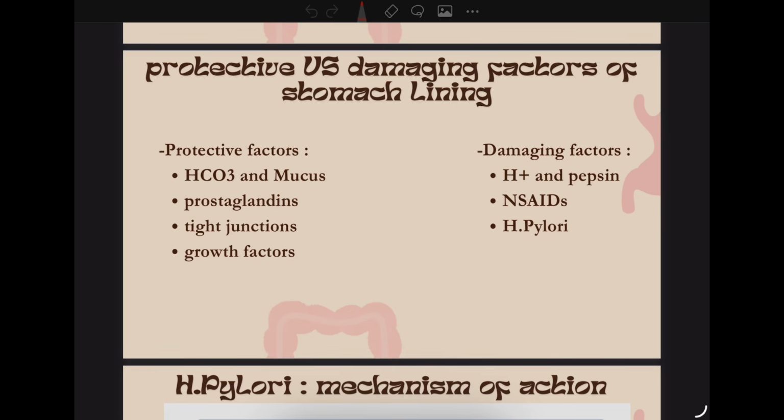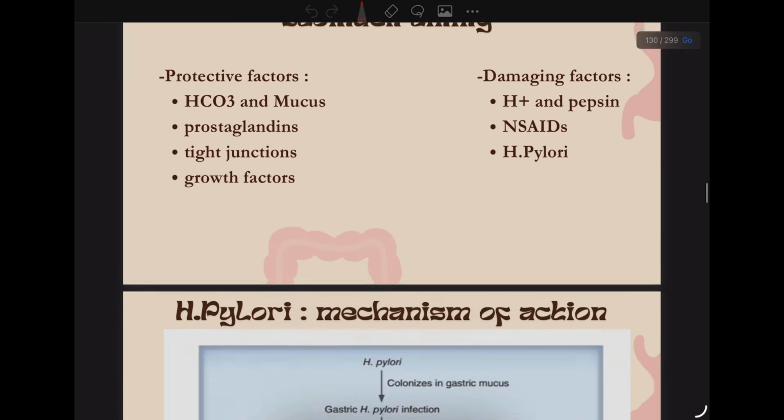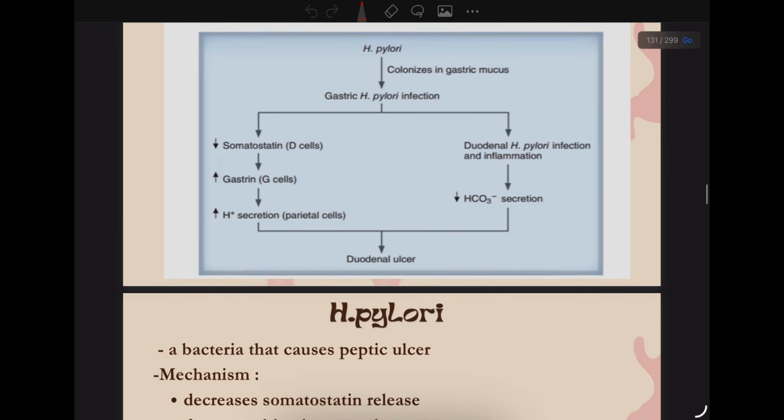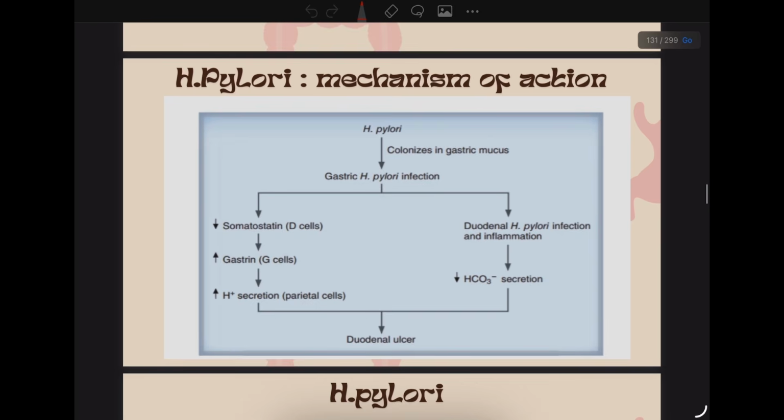Now, damaging factors: you have H+ and pepsin, NSAIDs and H. pylori. We will talk more about them, but the first one is self-explanatory. The rest we will be talking about now. H. pylori is a bacteria. What does it do? It causes peptic ulcers. How? When you have an infection of H. pylori, it inhibits somatostatin.